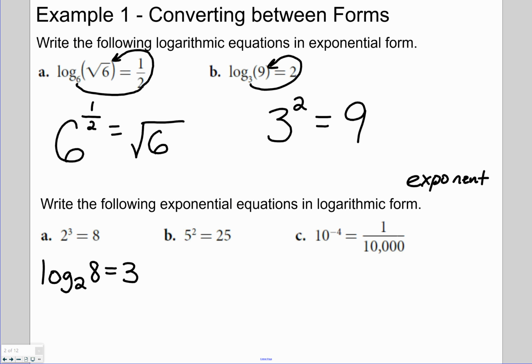Now, here's how you check. The logarithm is the exponent. So 3 is the exponent. So the logarithm is the exponent. That's how my brain sees that. All right? Let's do the letter B from that one. Peter, if it's 5 squared is 25, what's that with a logarithm?